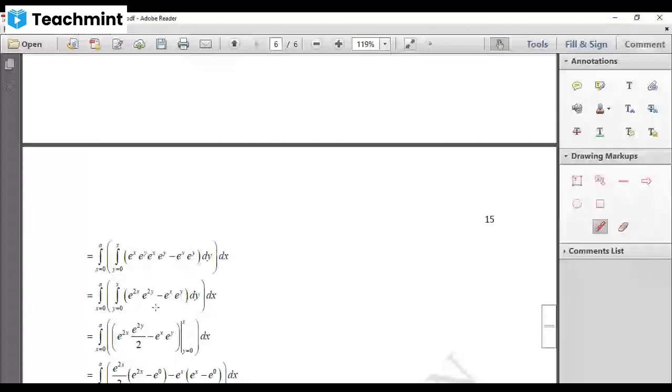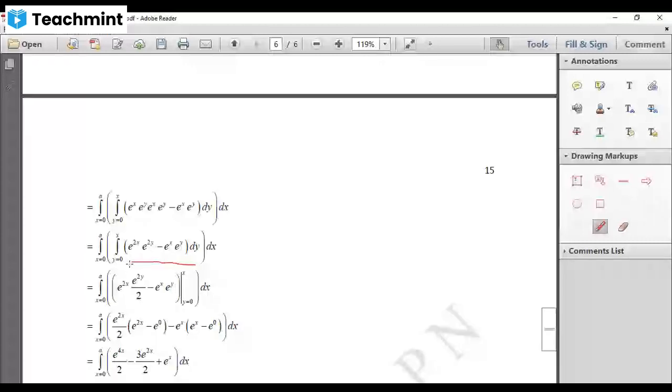Now you have to integrate this with respect to y. When you are integrating with respect to y, your x is constant, so e to the power of 2x will remain as it is. What is the integral of e to the power of 2y? It is e to the power of 2y by 2, minus e to the power of x, which is constant and will remain as it is, times the integral of e to the power of y, which is e to the power of y.